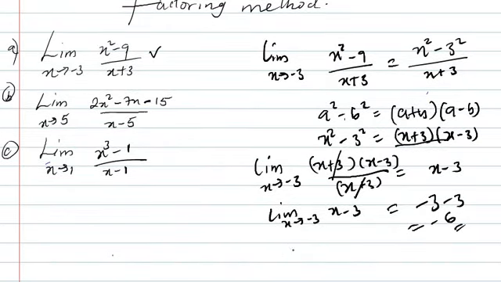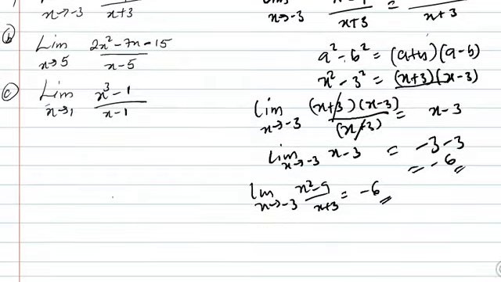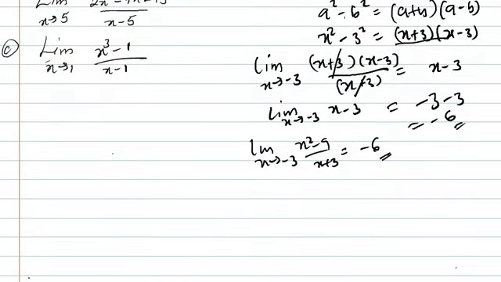So we can say our answer for the limit as x approaches negative 3 of x squared minus 9 all over x plus 3 is equal to negative 6. So we're going to take the next question, question 2, and solve it and see how it goes.